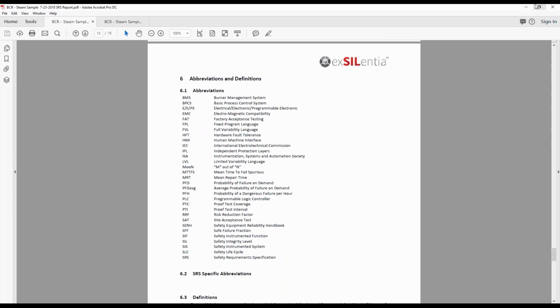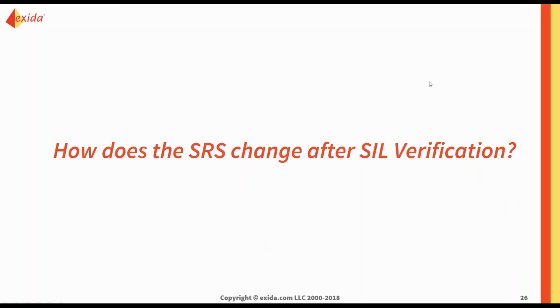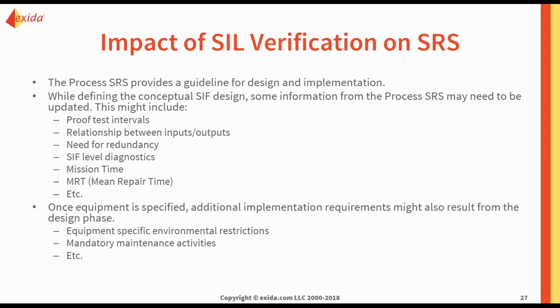But that's not really where we stop with the subject of safety requirement specifications. And the reason is because eventually you're going to design your safety instrumented system. And that conceptual design has to be communicated to an implementation team, right? So how does the SRS change after SIL verification? Obviously, again, we know the Process SRS provides that handoff between analysis and design.